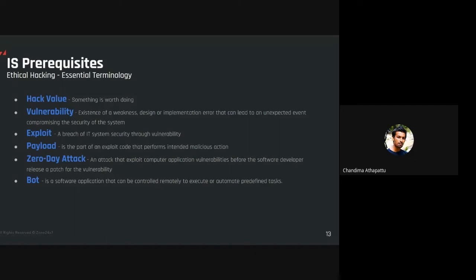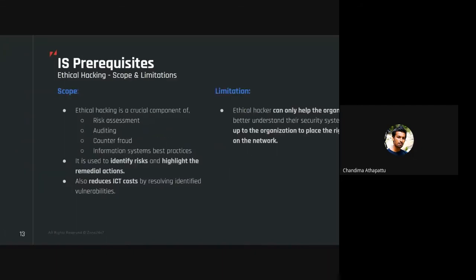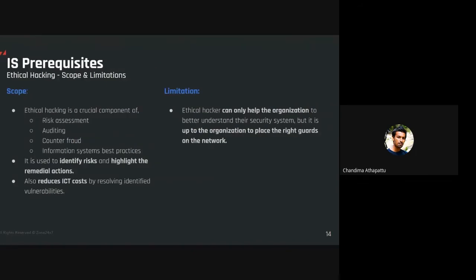So you need to understand different terminologies. That's something worth doing. So now, what is the scope and limitation? The scope of ethical hacking is a crucial component of risk assessment, auditing and all. Also, identifying risk and highlighting the remedial action is a priority of ethical hacking. We do it ethically, right?